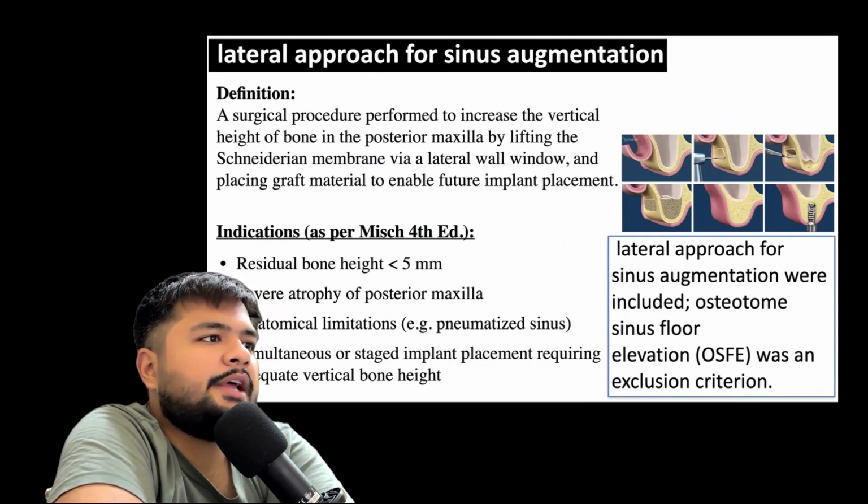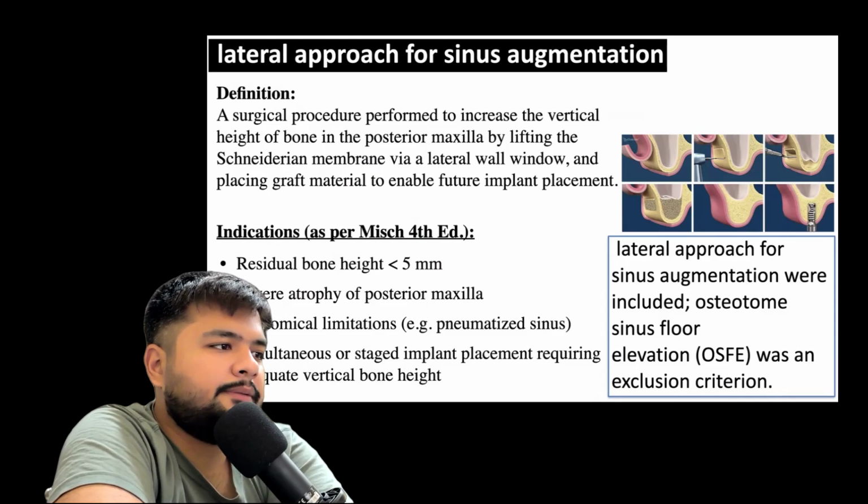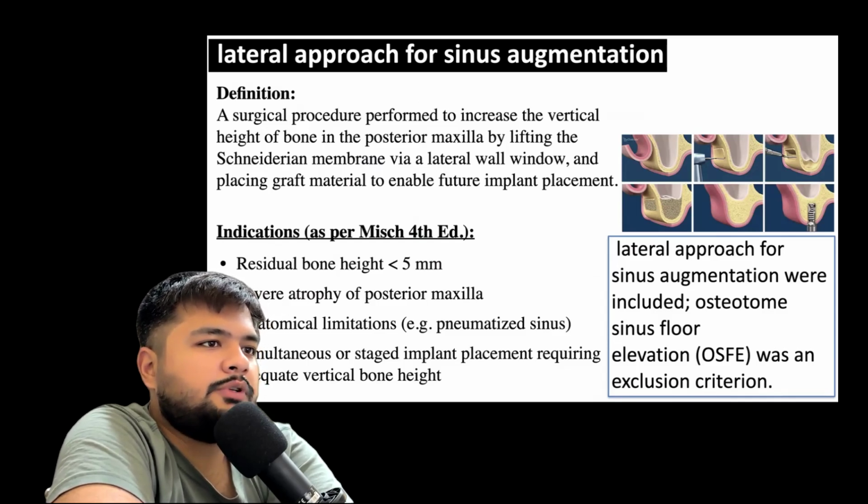Its indications as per MIST fourth edition were residual bone height less than 5 mm, severe atrophy of the posterior maxilla, anatomical limitations, for example a pneumatized sinus, and simultaneous or staged implant placement requiring adequate vertical bone height. You can see in this diagram that the lateral approach for sinus augmentation was included. Osteotome sinus floor elevation was an exclusion criterion.